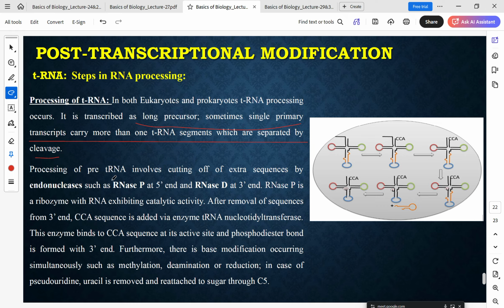So the processing of pre-tRNA involves cutting off of extra sequences by endonucleases, RNase P at the 5' site and RNase D at the 3' site.